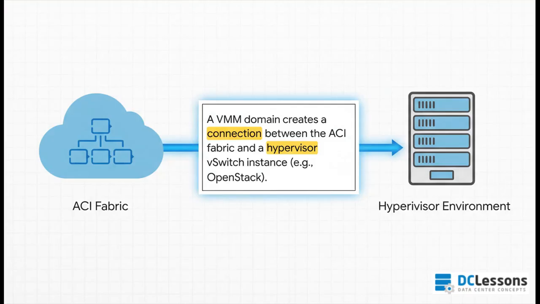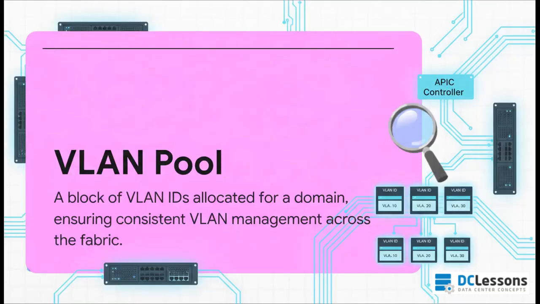Let's take a super common example, a VMM, or Virtual Machine Manager, domain. This is the piece that creates the handshake between your ACI fabric and a hypervisor like VMware. When you set this up, you're essentially telling the ACI controller, the APIC, how to talk to something like vCenter so it can automatically push network configurations right down to the virtual switches. It's pretty slick.